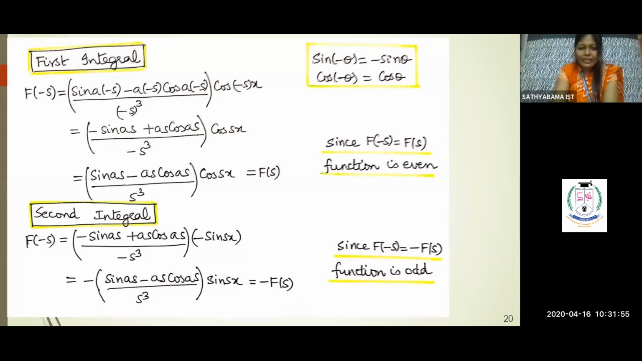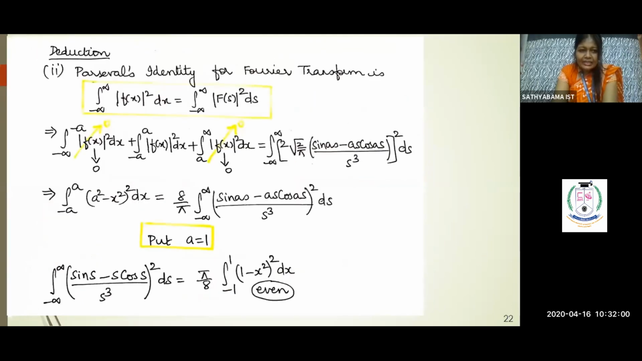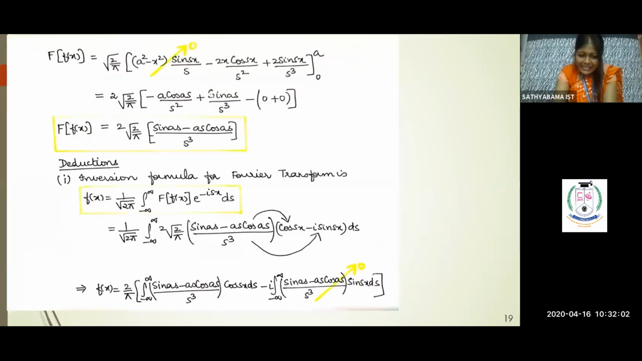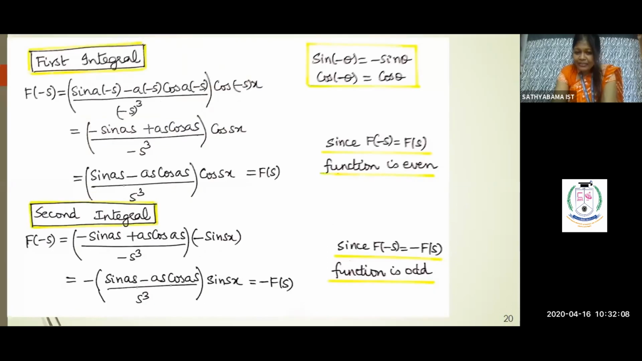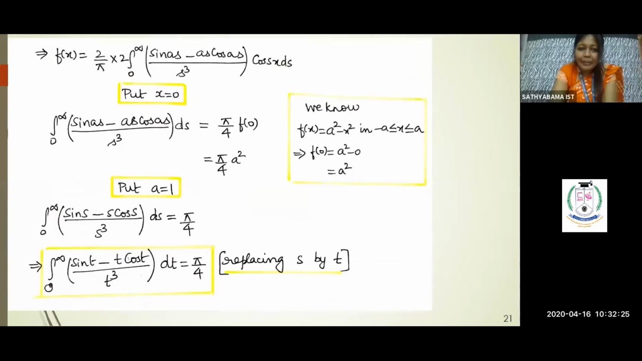Similarly, I found for the second integral. For the second integral, if you take the function as f of s and find f of minus s, you get minus f of s. So in the second integral, the function happens to be odd. That's how the second integral becomes zero. Now what happens to the first integral? Because it's an even function, minus infinity to plus infinity becomes twice zero to infinity. That's how I get this step.